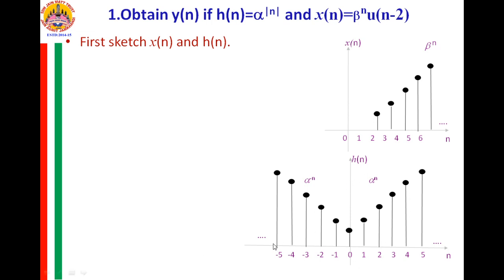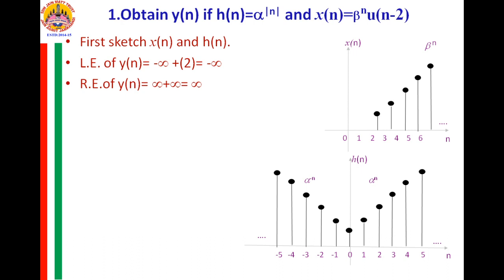Now this h of n exists from minus infinity to plus infinity and xn exists from 2 to infinity. So what is the left end of yn and what is the right end of yn? The left end of hn is minus infinity and that of xn is 2, so the left end of yn is minus infinity and the right end is infinity.